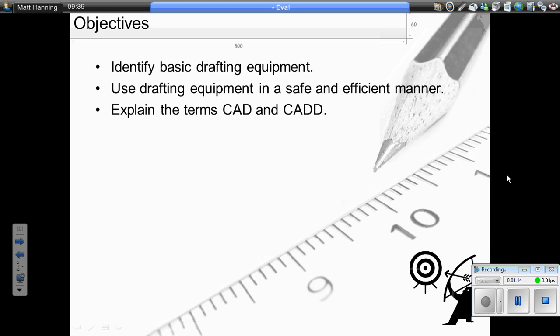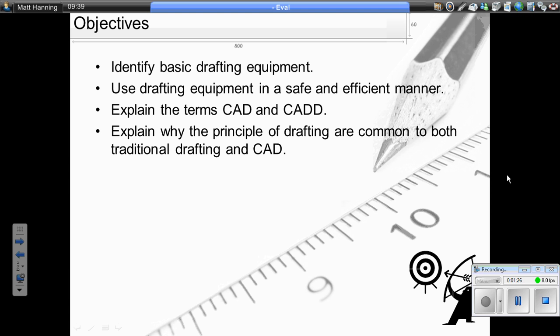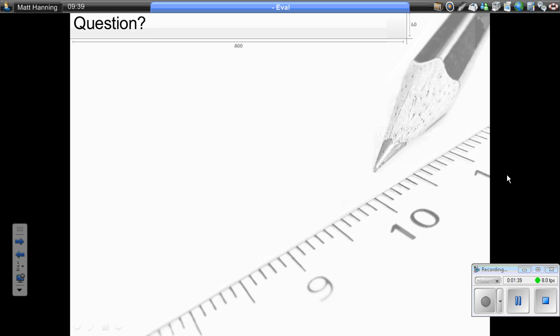So I want you to be able to explain what CAD is, CAD or CADD. And then explain the principles of both hand drafting and CAD on the computer. The reason I do this is because if you understand what you're drawing, to me, it makes it a lot easier when you start applying it to the computer side of things. So that's why I have you do the board drafting very briefly.